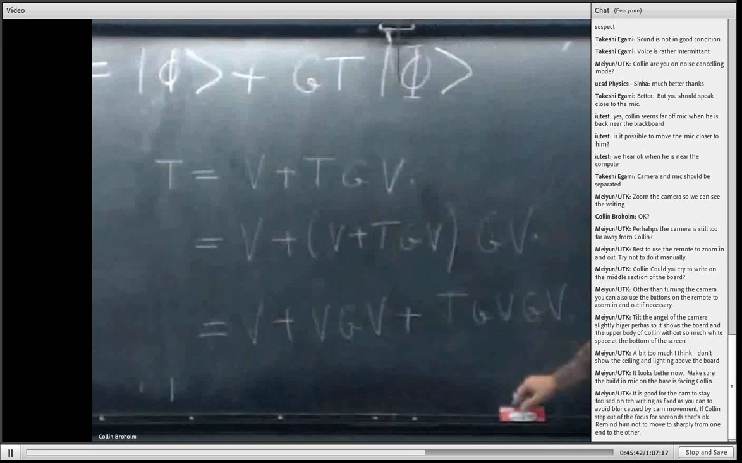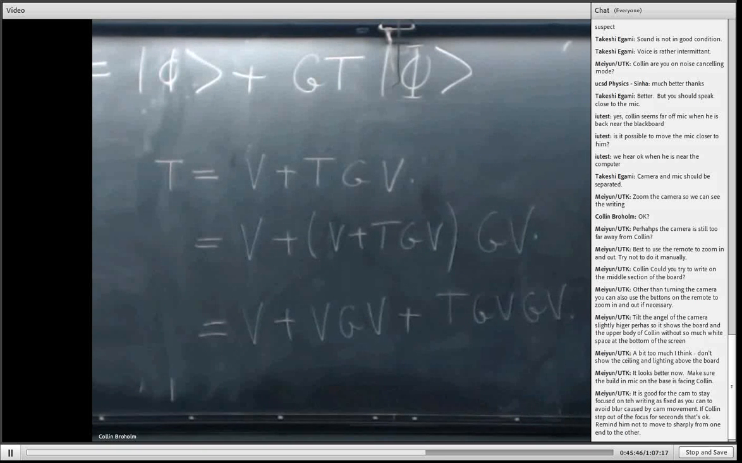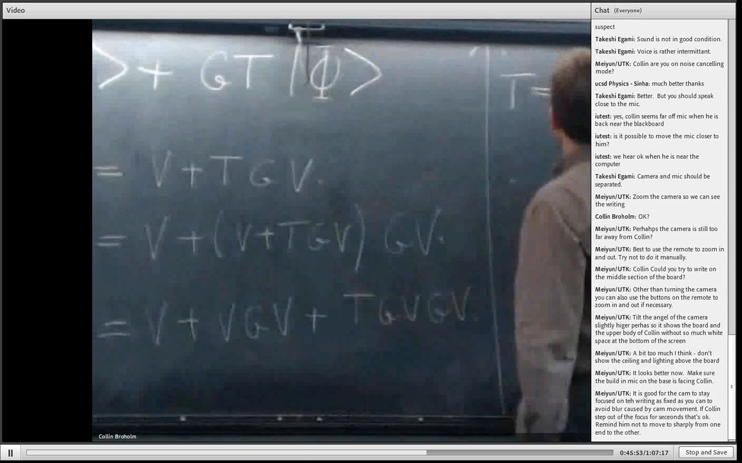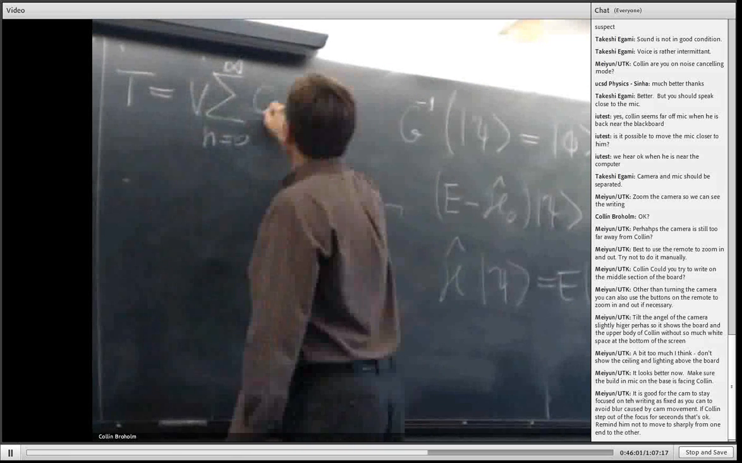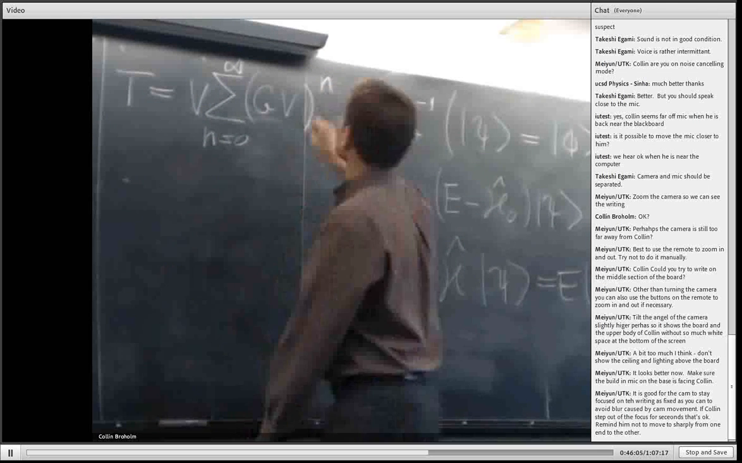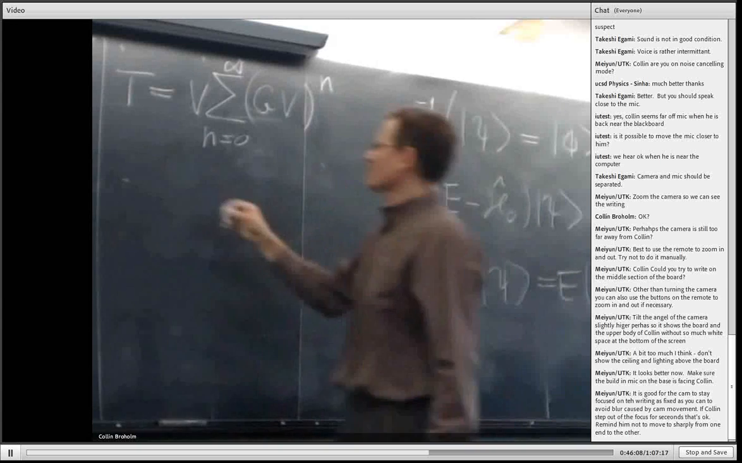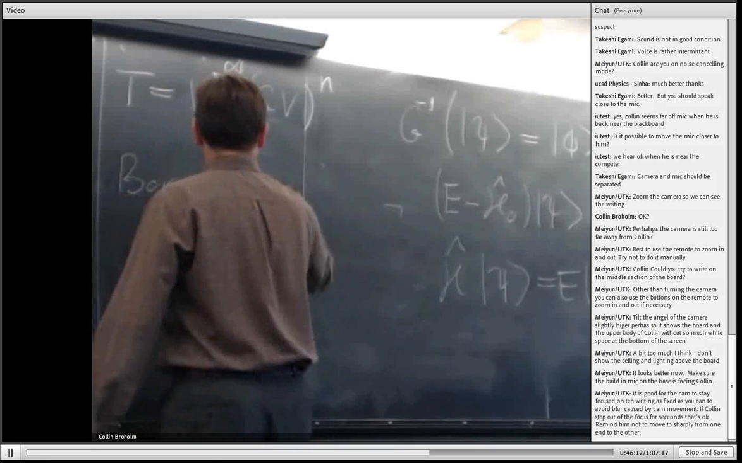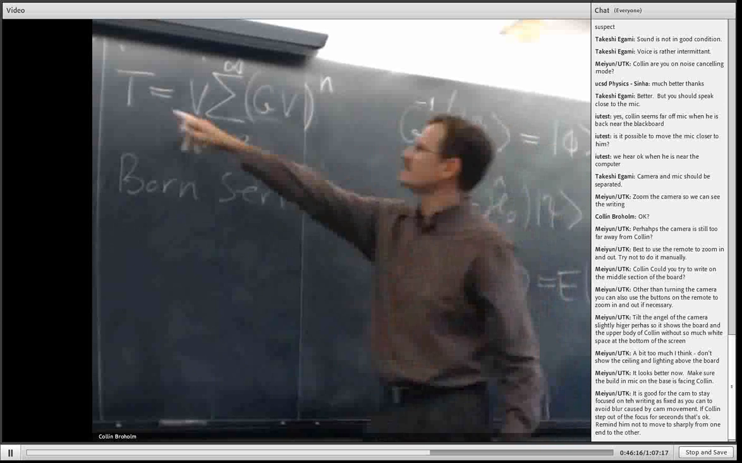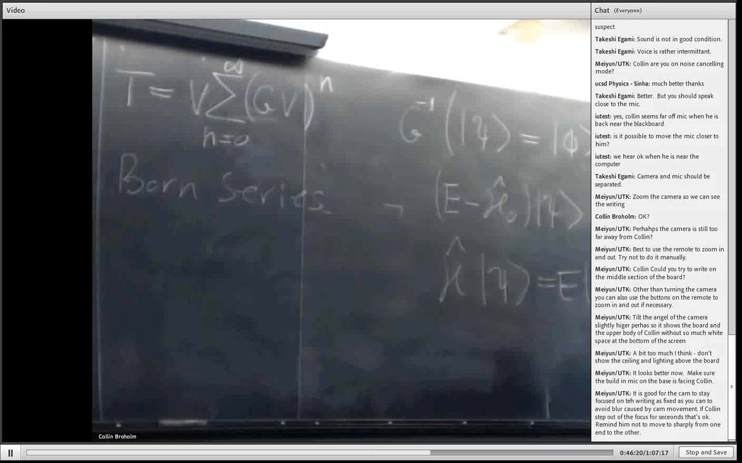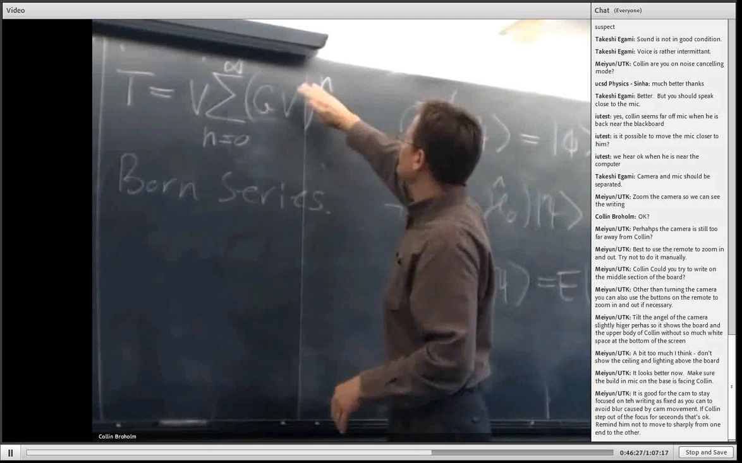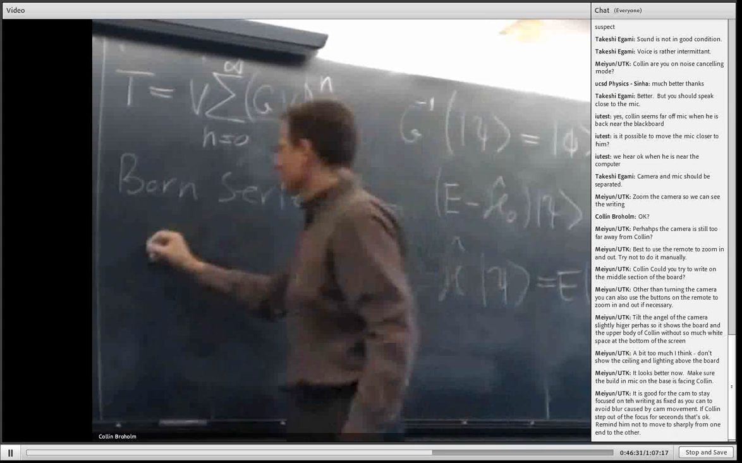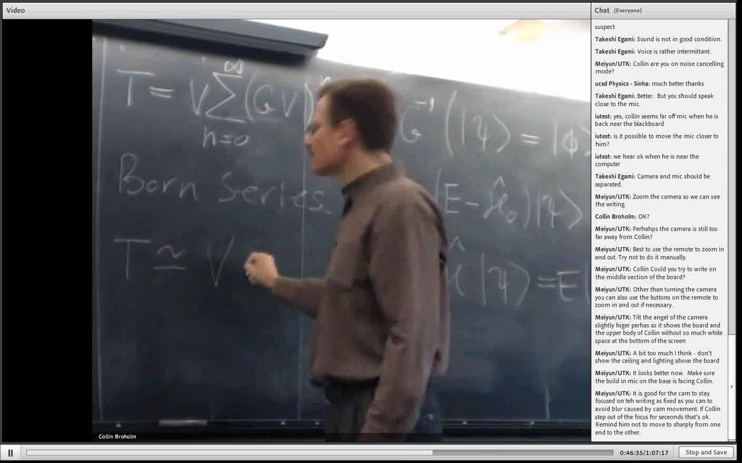And this type of exercise we can continue to do, and if we were to do that, then we find the following expression that T equals V times the summation n equals 0 to infinity of (G V) raised to the nth power. So a whole bunch of terms in the series, which is called the Born series. The Born series for the T operator. Good. So in the limit where V becomes very, very small, we might be able to actually neglect all of these higher order terms, and then we would have T approximately equals V. That would be what's called the Born approximation.